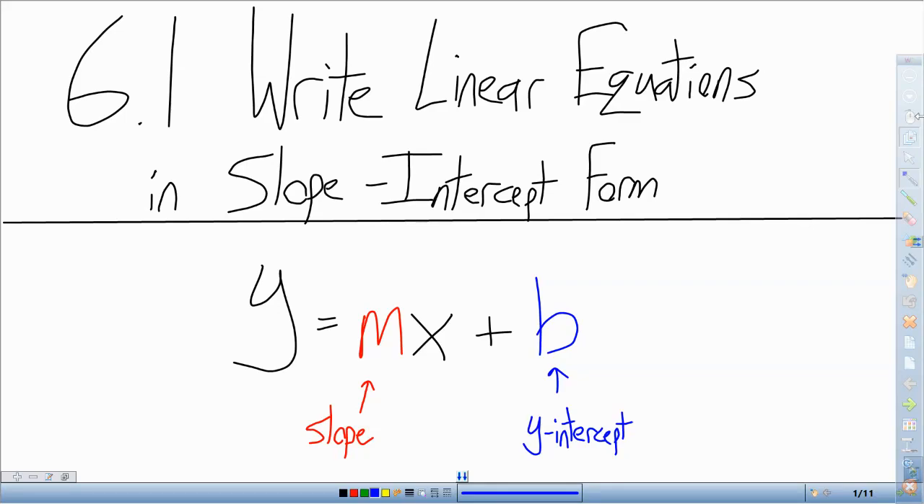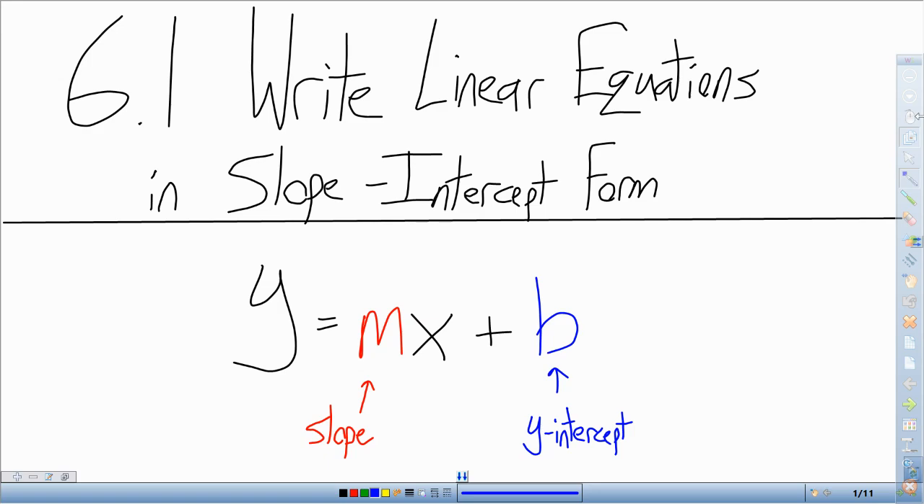Hey everybody. So we are getting into chapter 6 today, starting with 6.1, write linear equations in slope-intercept form. All right, go ahead and get the title here, get slope-intercept form, remind yourself of that, and then we'll get going. Okay, so slope-intercept form, this is where we ended up in chapter 5.